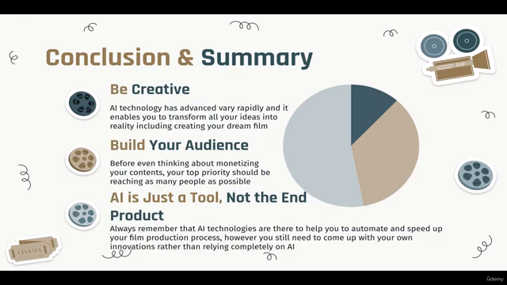Let's move on to the second one here. Build your audience, right? Before even thinking about monetizing your film content, your first priority should be reaching as many people as possible, guys, because you want to get a lot of views. You need to make sure there are lots of people out there who are excited to wait for your film to be released. There are many different strategies that you can implement to reach more audience. However, in my opinion, the most effective strategy is social media marketing. You will need to create your account on YouTube, TikTok, Facebook, Instagram, Twitter, or maybe even Pinterest, and post regularly about your film.